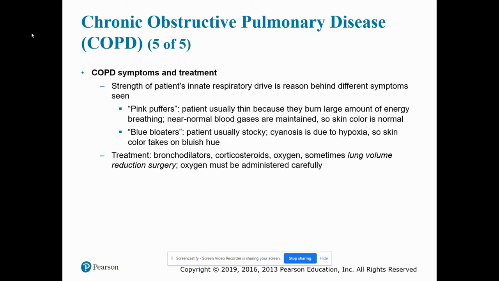COPD symptoms and treatments. So the strength of a patient's innate respiratory drive is the reason behind different symptoms seen. You may see pink puffers. These people are usually thin because they burn a lot of energy breathing. They have near normal blood gases, and because of this, their skin color is normal. Then there are also blue bloaters. These patients are usually stocky. And then there's cyanosis due to hypoxia, so the skin takes on a bluish hue. Treatment includes bronchodilators, corticosteroids, oxygen, and sometimes lung volume reduction surgery, and then oxygen needs to be administered carefully.